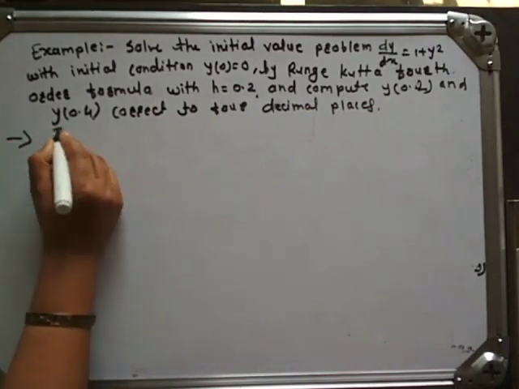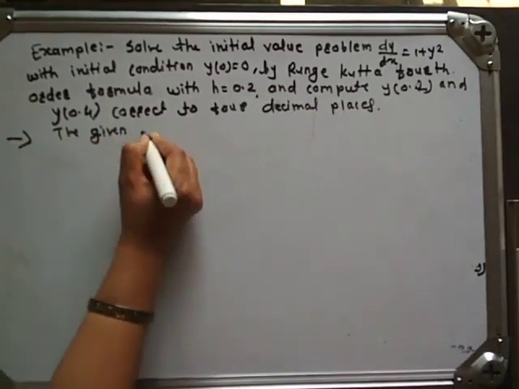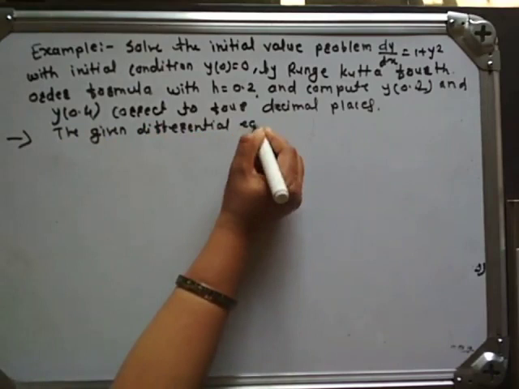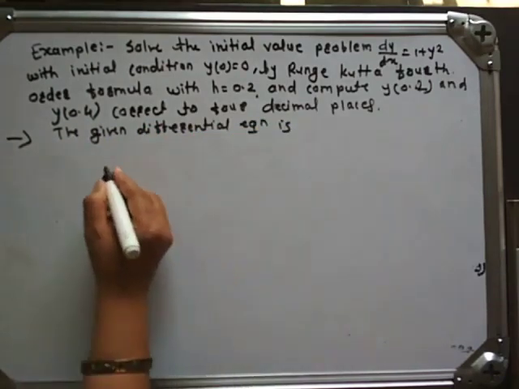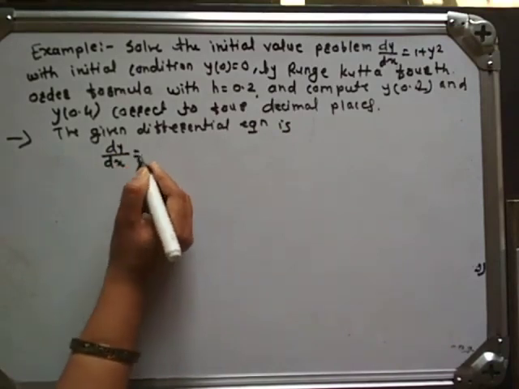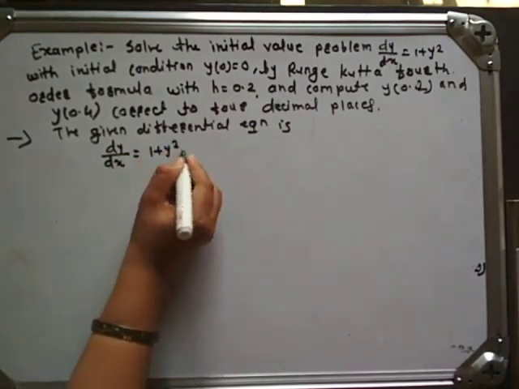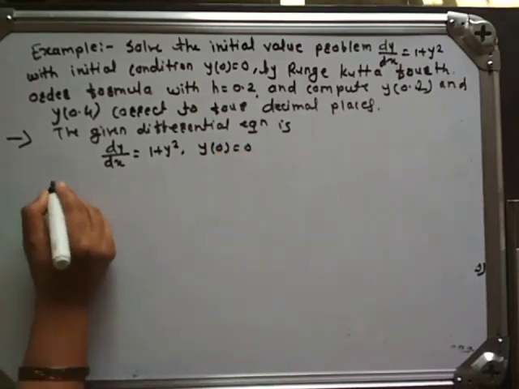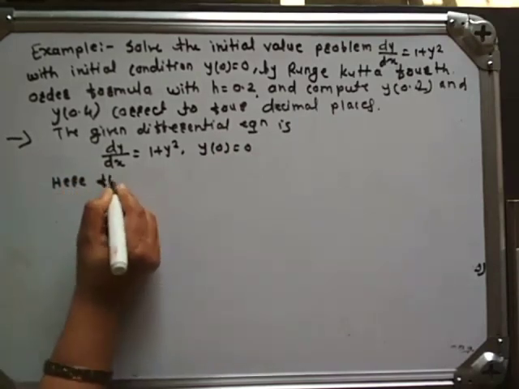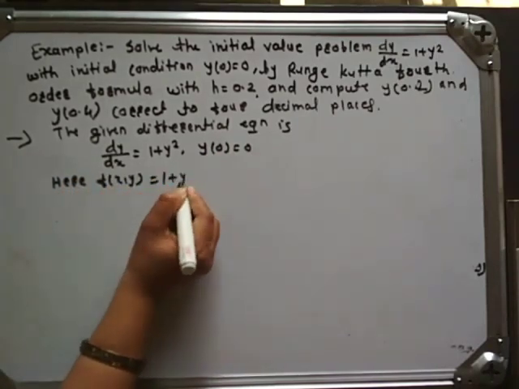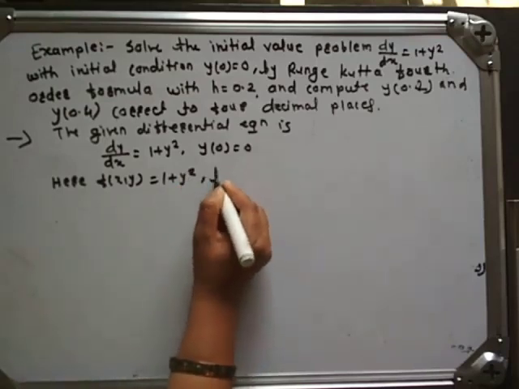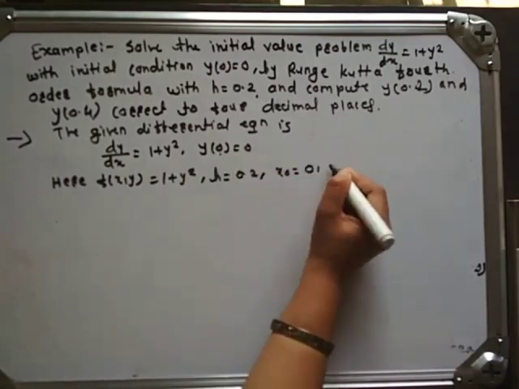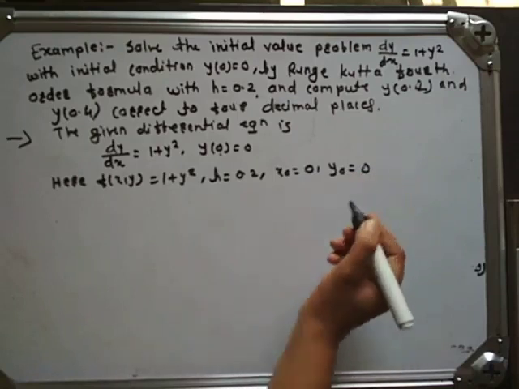Solution. The given differential equation is dy by dx is equal to 1 plus y square, y of 0 is equal to 0. Here f of x, y is equal to 1 plus y square. h is equal to 0.2, x0 is equal to 0, y0 is equal to 0.